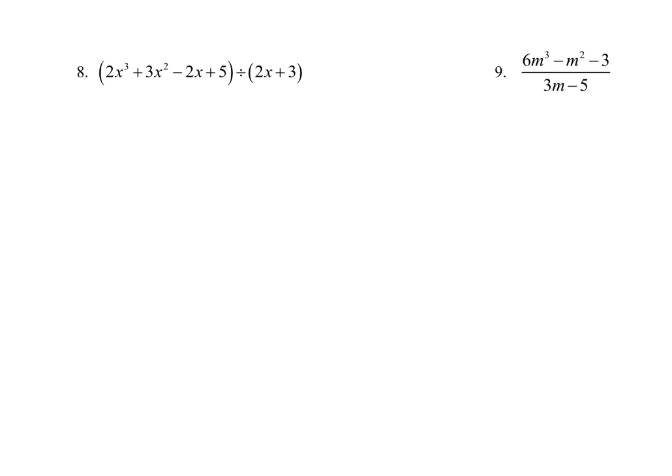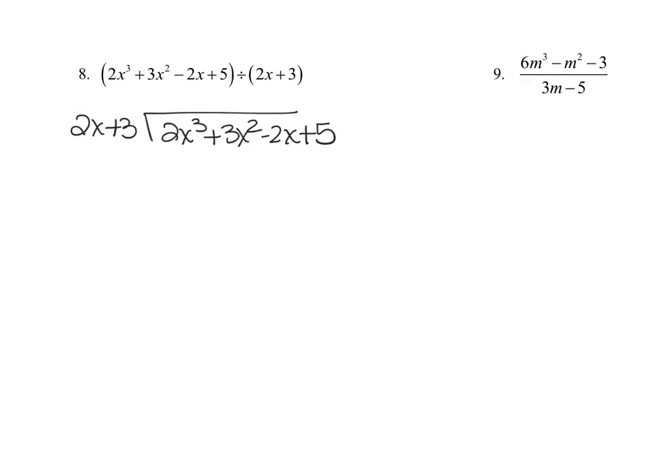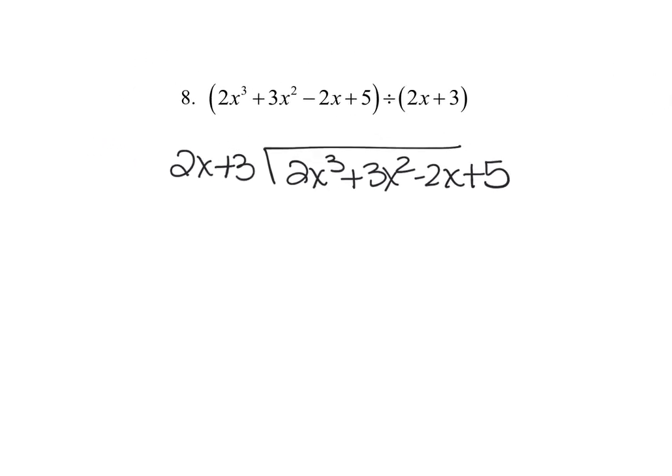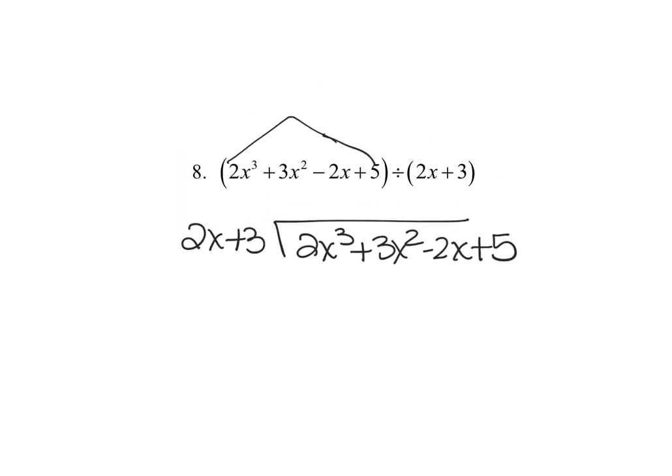Okay, we just have some more examples here to go through. 2x plus 3, and in the house we'll put 2x to the third, plus 3x squared minus 2x plus 5. Now, we have not discussed this, and I'm sure it'll come up somewhere along the way, but let's go ahead and just talk about it right now. If your dividend, what you put in the house, has multiple terms, you need to make sure of a couple things. One of them being they need to be in descending order.